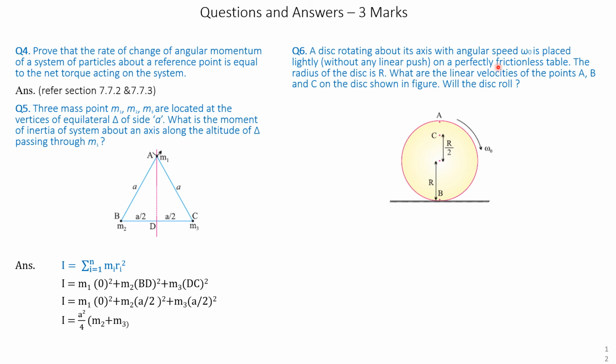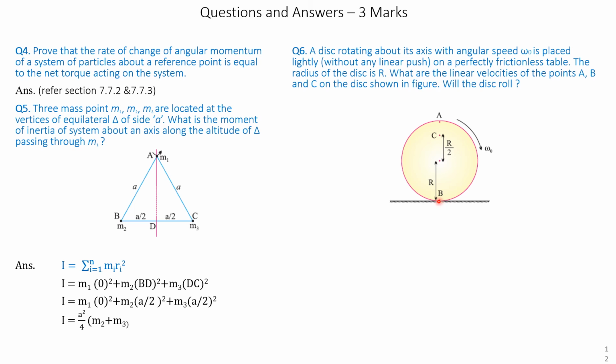A disk rotating about its axis with angular speed omega is placed lightly, without any linear push, on a perfectly frictionless table. The radius of the disk is capital R. What are the linear velocities of the points A, B and C on the disk shown in the figure? Will the disk roll? Please see the figure here. A is the top point and B is the point touching the frictionless surface, and the disk is rotating in the anticlockwise direction with omega naught as shown in the figure.